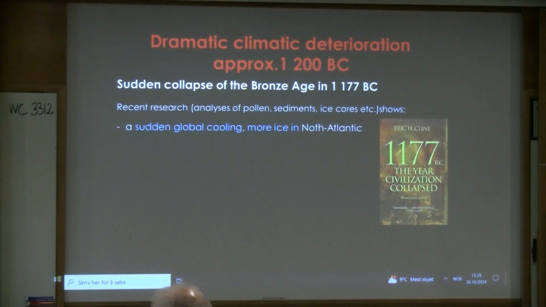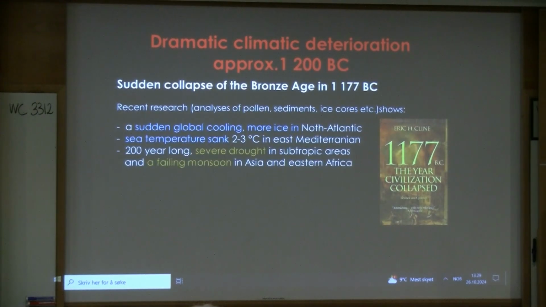The researchers had found out, through analysis of pollen, sediments, ice cores, etc., that there was a sudden, quite dramatic global cooling. There was more ice in the North Atlantic. The sea temperature suddenly sank by 2 to 3 degrees in the East Mediterranean. A very dramatic drop.